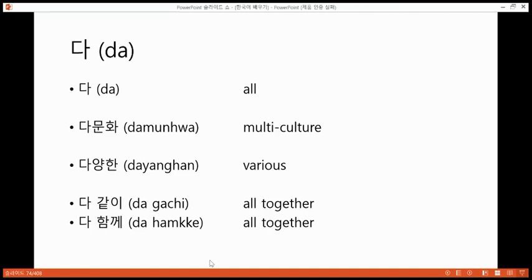Can you say 가족? 가족 is family. 가정. 가정 is home, but 가정 can also mean families. Can you say 다문화 가정? 다문화 가정 means multicultural family.